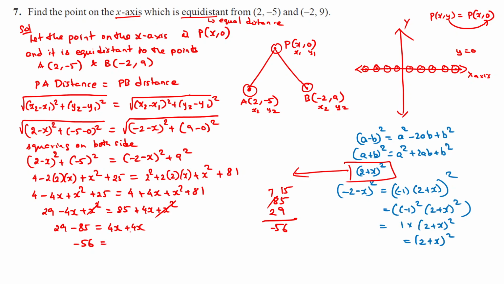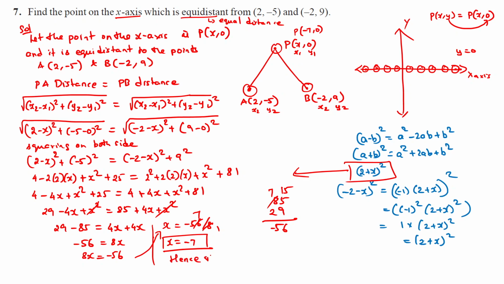So minus 56 is equal to 4x plus 4x, which is 8x. We can simply write 8x equal to minus 56, so x equal to minus 56 by 8, that is 7 eights are 56, minus 7. X equal to minus 7. We found the value of the point lying on the x-axis, that is P of x, which is P of minus 7 comma 0. Hence the point lying on the x-axis, P of x comma 0, is P of minus 7 comma 0. This is our answer.